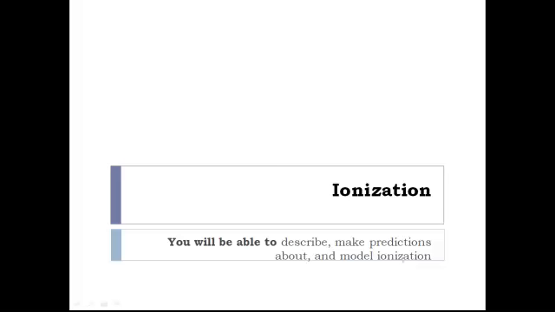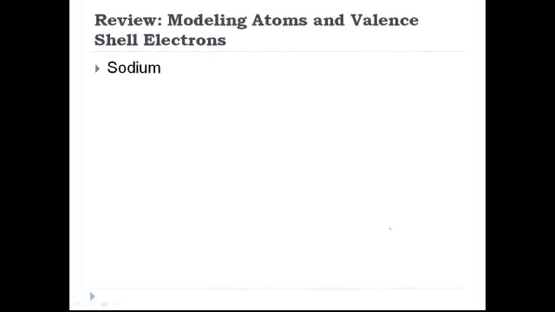In this lesson, you will learn about how ions are formed, and by the end of the lesson, you will be able to describe, make predictions about, and model ionization. Let's get started. So in the last lesson, we talked about how to draw a model of an atom and how to figure out how many valence shell electrons a specific atom has.